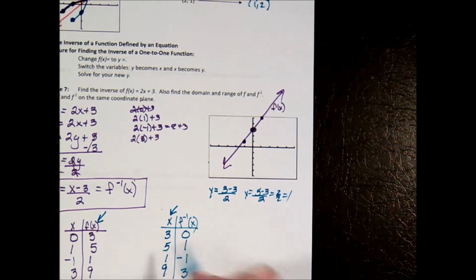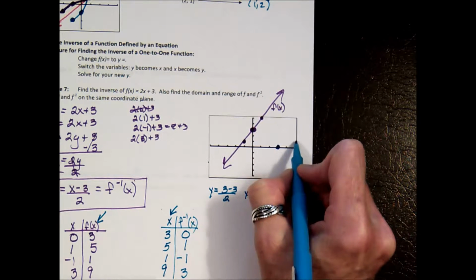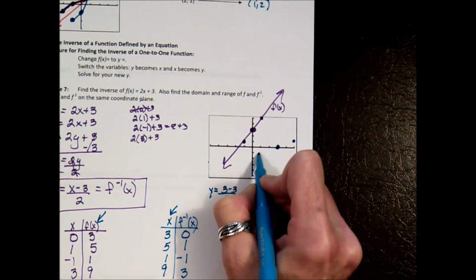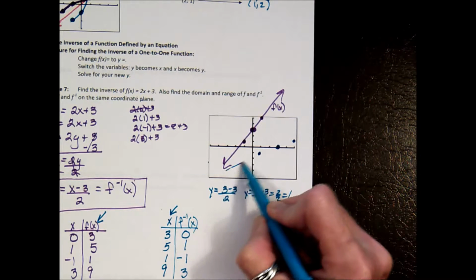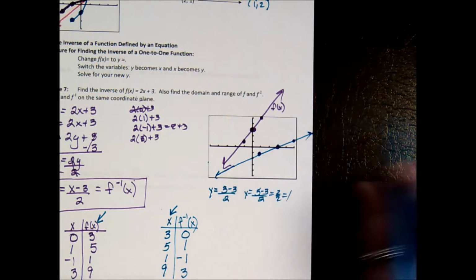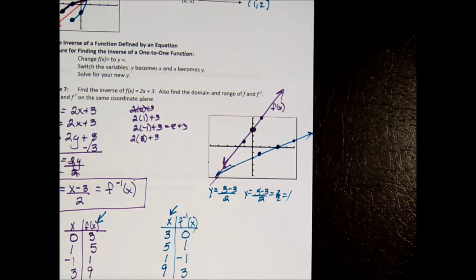We have the point (3, 0). We have the point (5, 1), which is about right there. I have the point (1, -1). I don't need to do the (9, 3). And you can see this line goes like this, and in fact, if I had made my purple one longer, you would see that they eventually intersect down there.